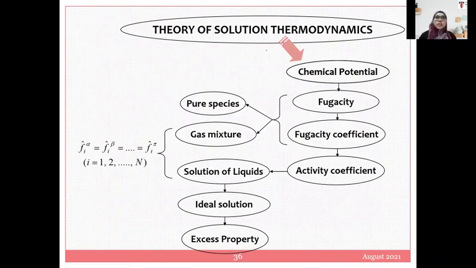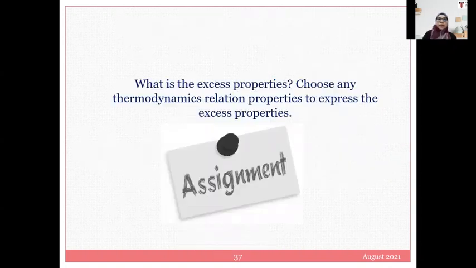As a conclusion, in the theory of solution thermodynamics, we already covered the chemical potential. The fugacity is a measure of the chemical potential by adjusting the pressure, and we also determined the fugacity coefficient, phi, which equals the fugacity over the pressure. Both fugacity and fugacity coefficient can be measured for pure species or gas mixtures. Then the activity coefficient is introduced for the excess property of liquid solutions. By comparing the ideal and the real, we describe this by the excess properties.